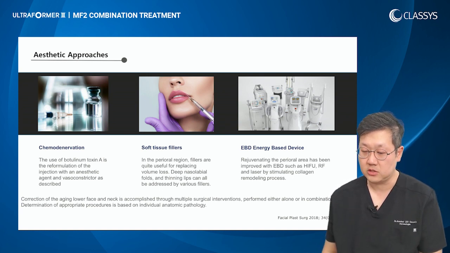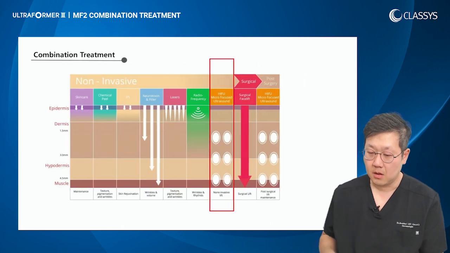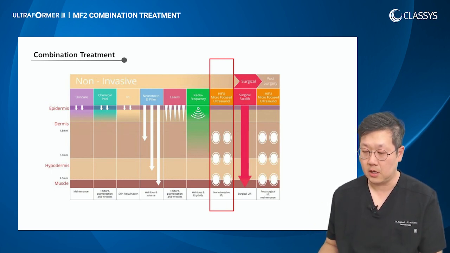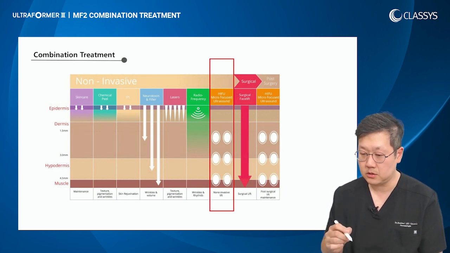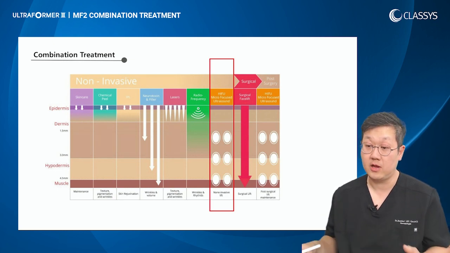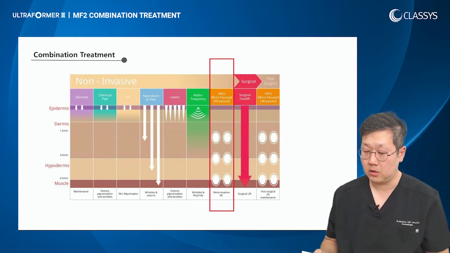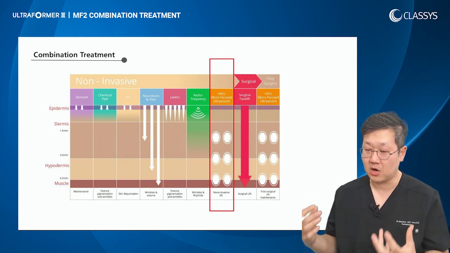There are many other approaches. You can use chemodenervation using botulinum toxin, or you can use soft tissue fillers mostly for volume augmentation, or other energy-based devices. But I think that high-intensity focused ultrasound is the most important and most widely usable device, because chemical peels and lasers, especially fully ablative lasers and laser resurfacing, are quite strong weapons. But especially for the neck, they have a longer downtime. Sometimes it is not controllable, and sometimes it is a barrier to comfortable treatment.